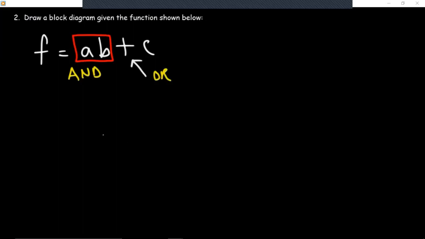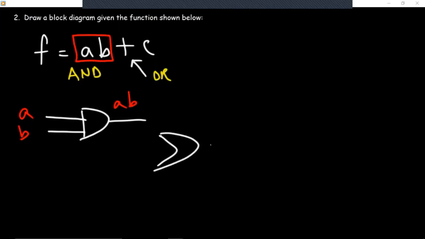So let's begin. Let's start with the AND gate. So here are the two inputs, A and B, and then the output of that will be just AB. Now we need to connect that with an OR gate. And then we need a new input, input C.